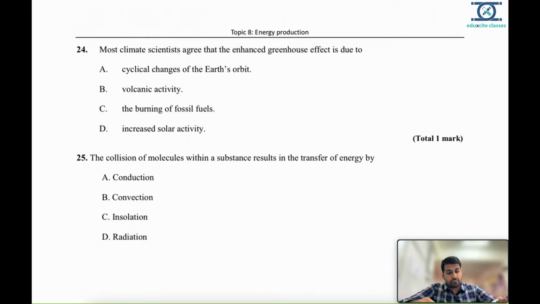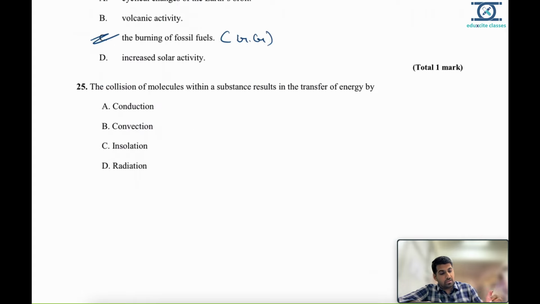Okay. Now question number 24: most climate scientists agree that the enhanced greenhouse effect is due to the burning of fossil fuel, because it releases greenhouse gases. It's a direct question. And the last one: the collision of molecules within a substance results in the transfer of energy by nothing but conduction. Okay, so that's all from topic 8.